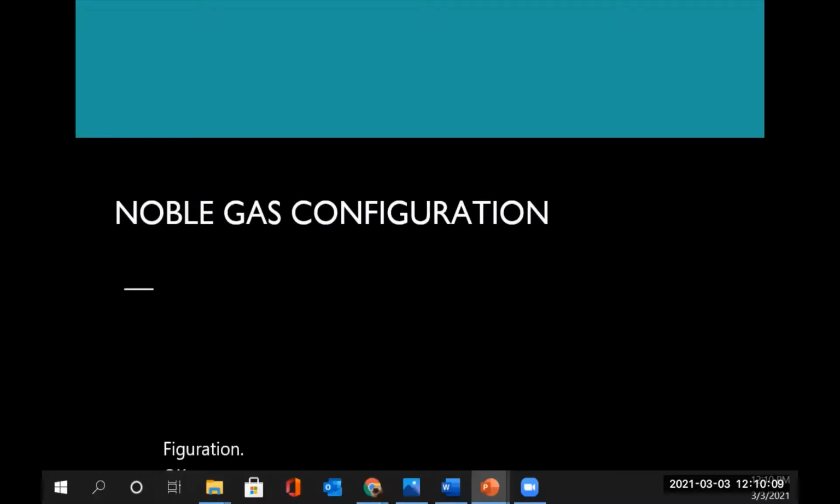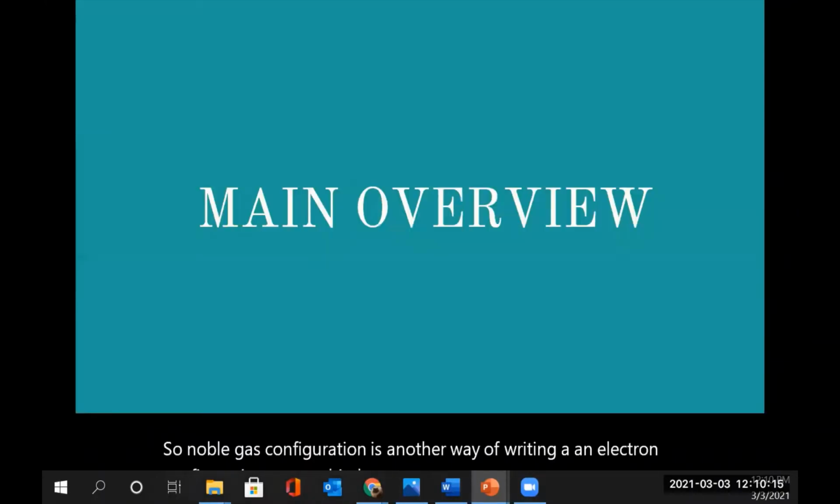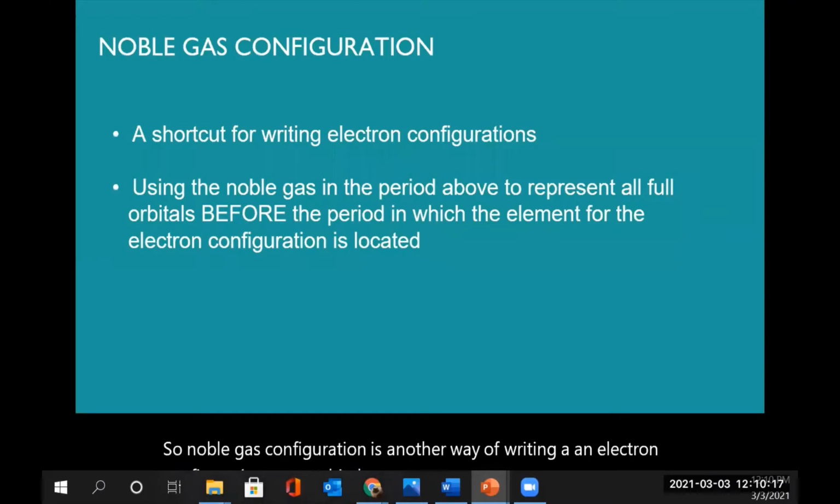Noble gas configuration is another way of writing an electron configuration or an orbital map. Basically, it is a shortcut for writing electron configurations. You're using the noble gas in the period above to represent all full orbitals before the period in which the element is, so that you don't have to write 1s2, 2s2, 2p6. If it's in the third row, you could just say it's all full up to neon, and then write the third row, which is a nice shortcut.